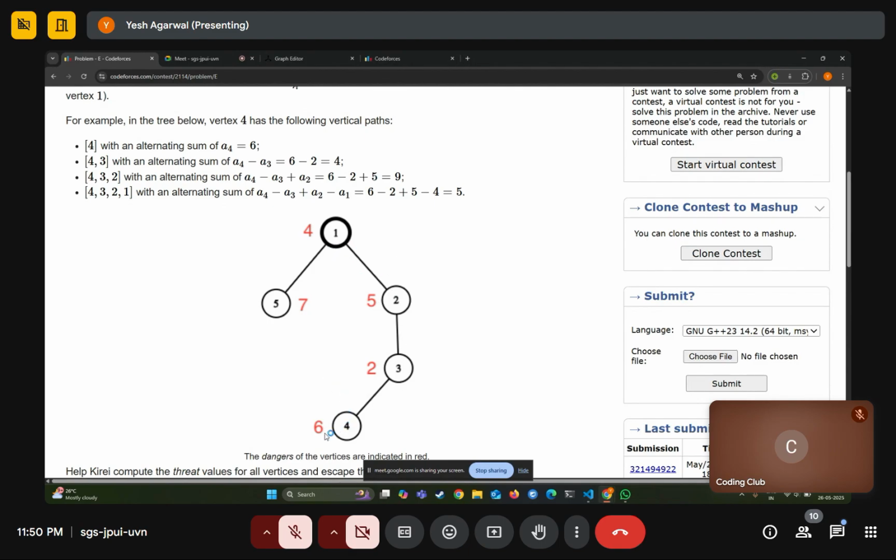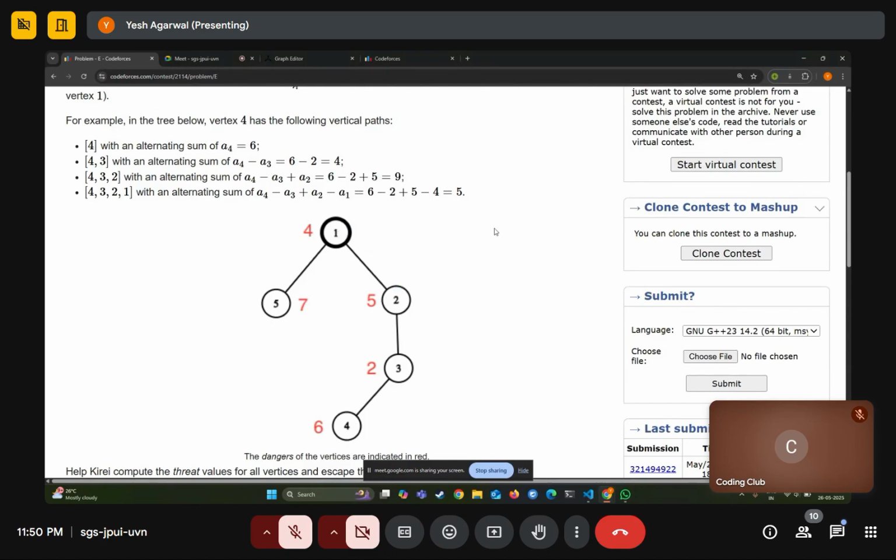But for a path, for example, between 4 and 2, it will be like 6 minus 2 plus 5, in an alternating fashion. First addition of the vertex itself, after that subtraction, after that addition again. So how many such paths are there from here to here? One is 4 to 4. It's not necessary for you to go to the root itself. You can stop here as well, or at any other vertex along the path to the root. So from 4 to 4, 4 to 3, 4 to 2, 4 to 1.